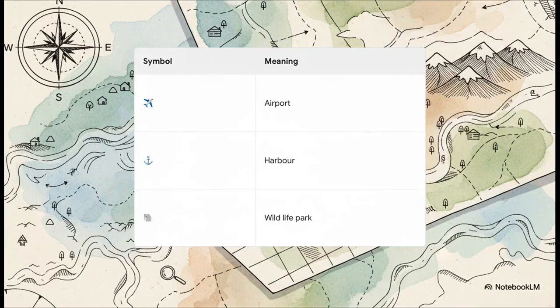Let's take a look. See this little airplane symbol? The key tells us, yep, that marks an airport. This little anchor, that's going to be a harbor. And this cute little elephant, you guessed it, that shows you where a wildlife park is. It's amazing how much information you can pack into one tiny, simple symbol.